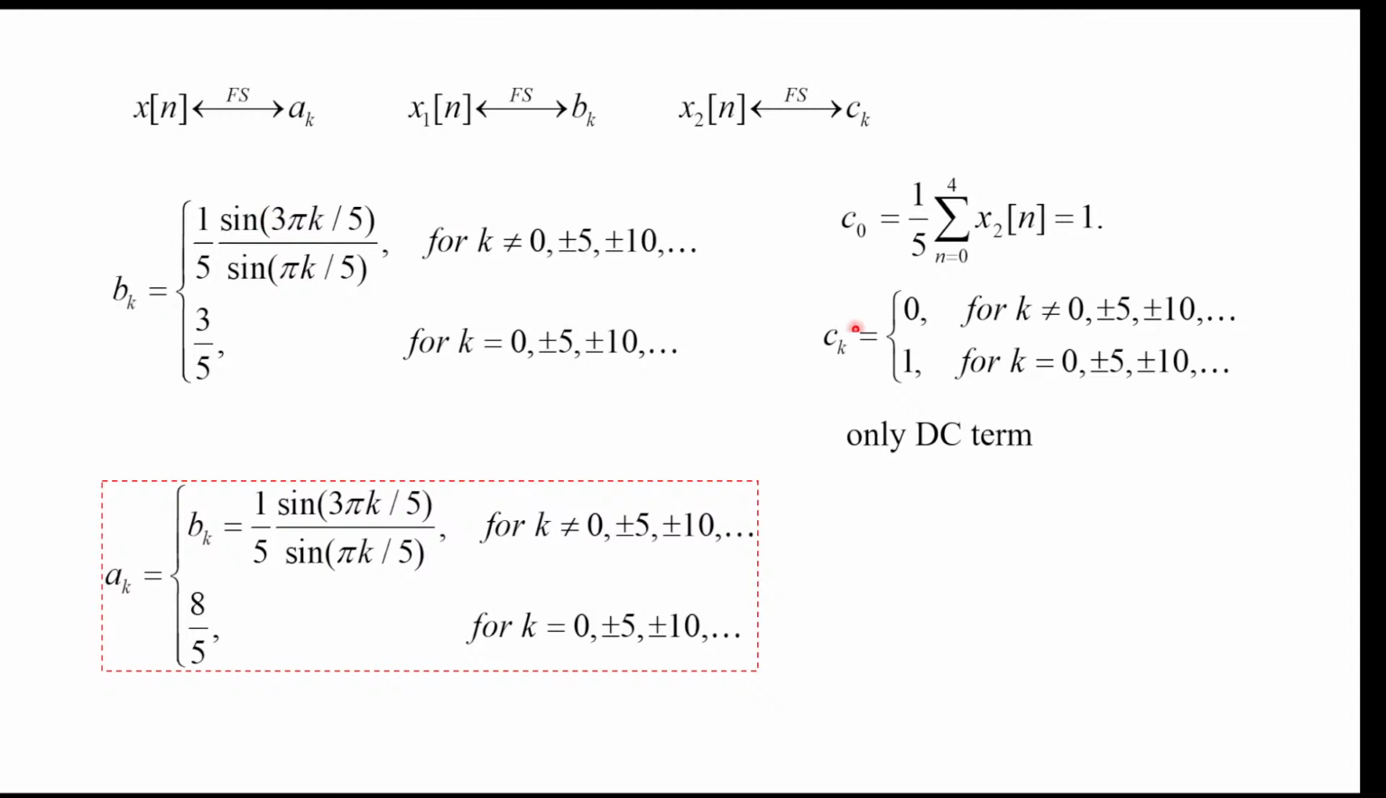So you add those two things together, then you get your ak. So ak when k is not a multiple of 5 is 1 over 5 times sine 3 pi k over 5 over sine pi k over 5. And for k equal to 0 it is 3 over 5 plus 1, which is 4 over 5. Everyone okay with this example?